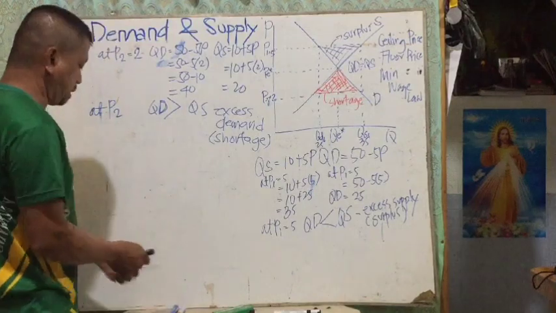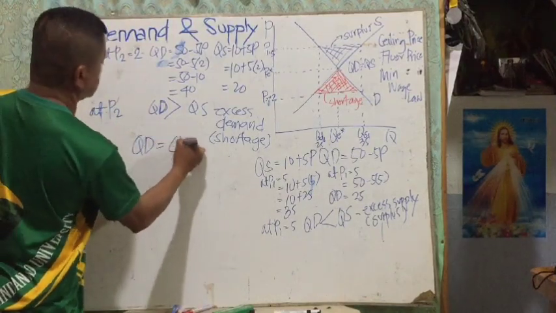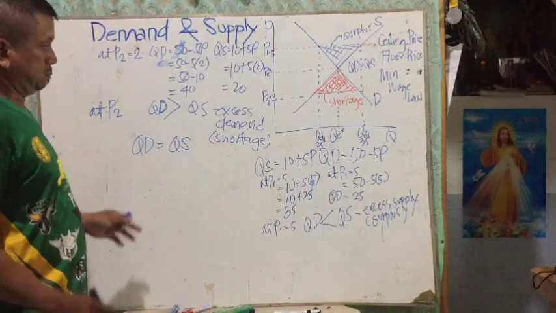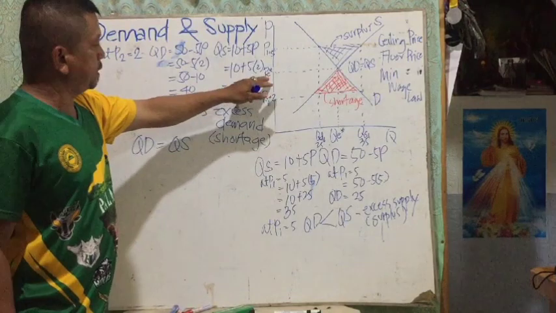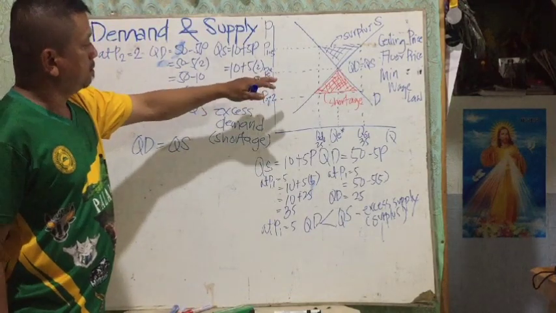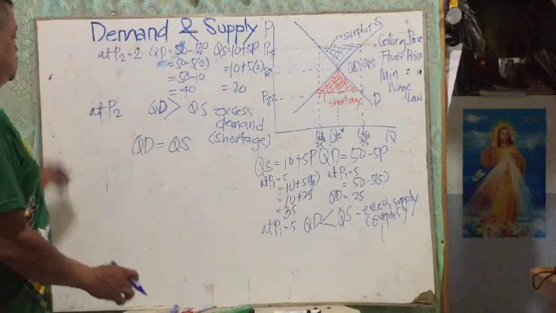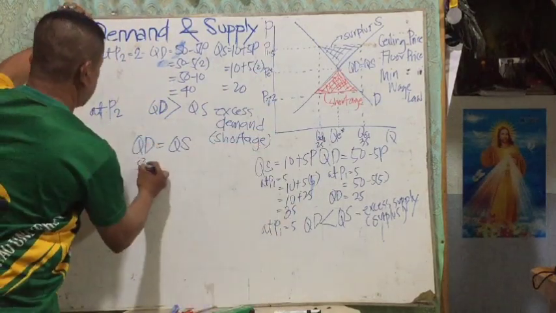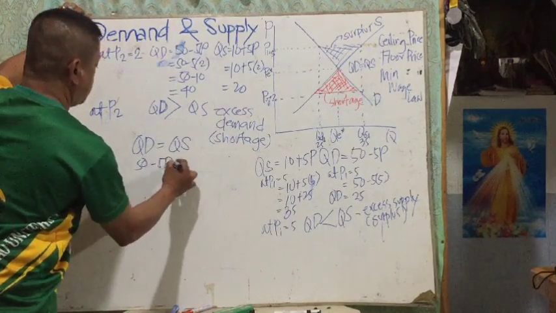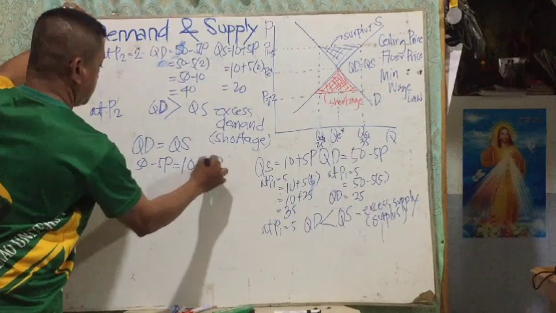Based on the criteria where QD is equal to QS, we'll just simply equate. To solve for the value of the equilibrium price P and equilibrium quantity, we need these equations. So, the demand is 50 minus 5P. This will be equal to 10 plus 5P.